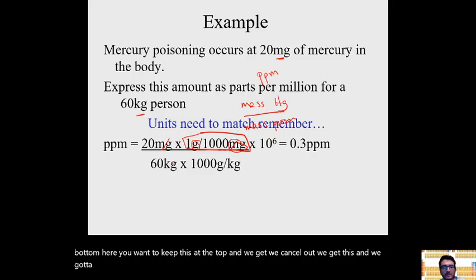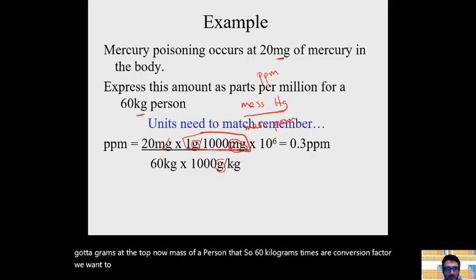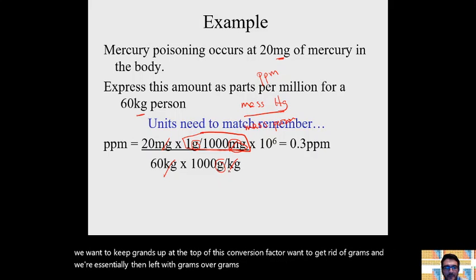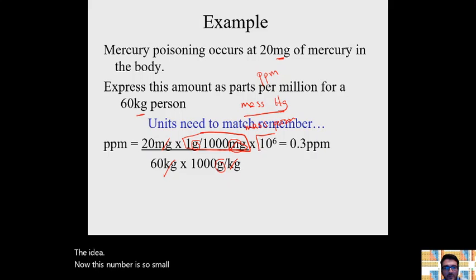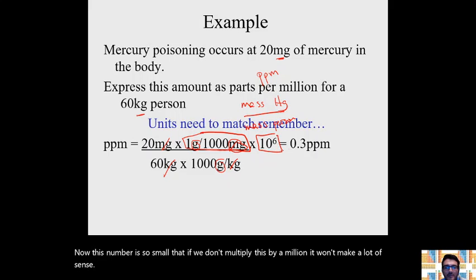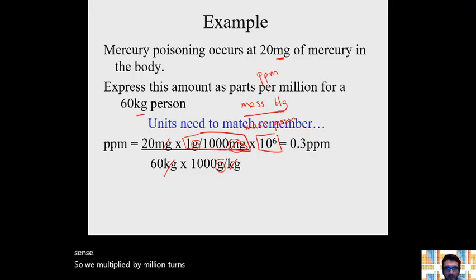Now, mass of a person, so 60 kilograms times our conversion factor. We want to keep grams up at the top of this conversion factor. We want to get rid of kilograms, and we're essentially then left with grams over grams, which is the idea. Now, this number is so small that if we don't multiply this by a million, it won't make a lot of sense. So we multiply it by a million, and it turns out we get 0.3 parts per million. So we can say that mercury poisoning occurs at 0.3 parts per million.